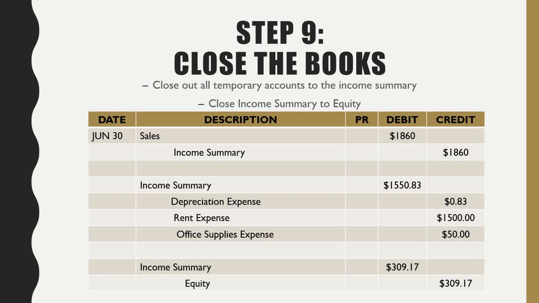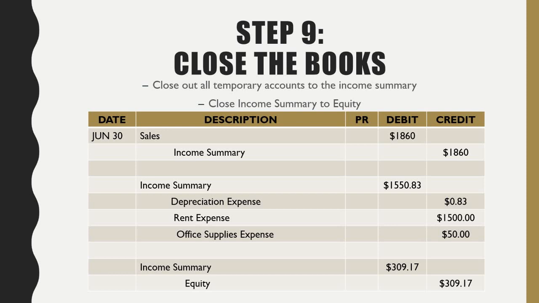So in this case, here's an example, right? I debited all my sales, I credited all my expenses, and now I have a positive number, or a credit in this case, in my income summary. So I need to zero out my income summary by debiting it and crediting it into my equity account. Okay, so it's going to be dependent on which side your income summary is.